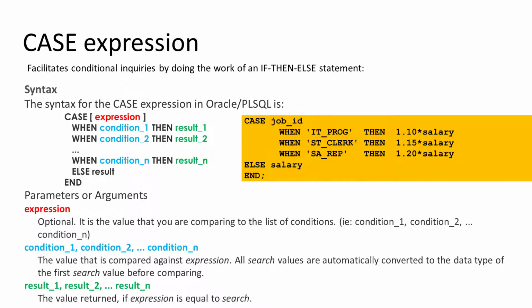So all search values are automatically converted to the data type of the first search value before comparing. Then result 1 till result n. These are the values returned if expression is equal to search. Here we display the salary with 10%. This is result 1, and salary with 15% is result 2, or salary with 20% is result 3.